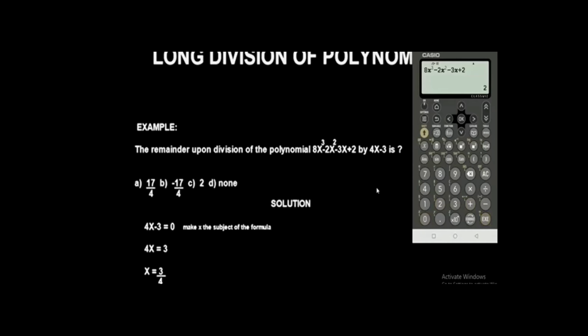So we have the remainder to be what? 2. The right option in this question is what? Option C. So this is how you can deal with problems involving long division of polynomials easily and fast using the Casio fx-991CW scientific calculator for multiple choice questions in algebra. Hope you learned something interesting.